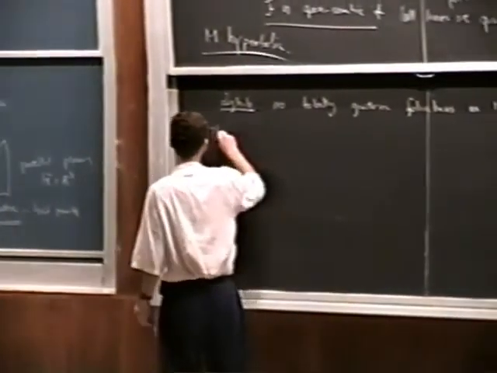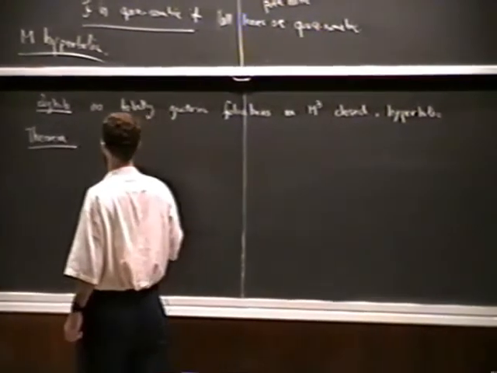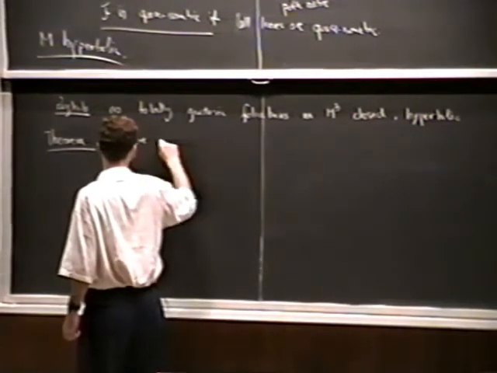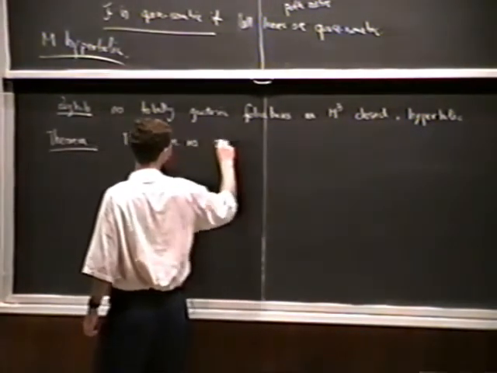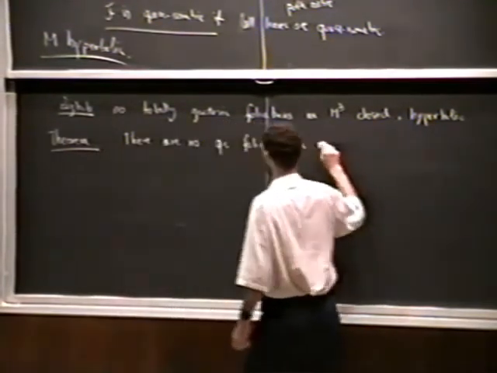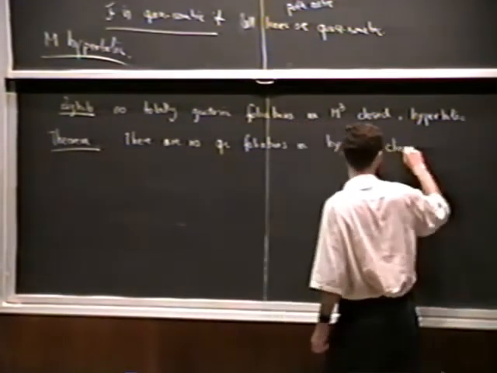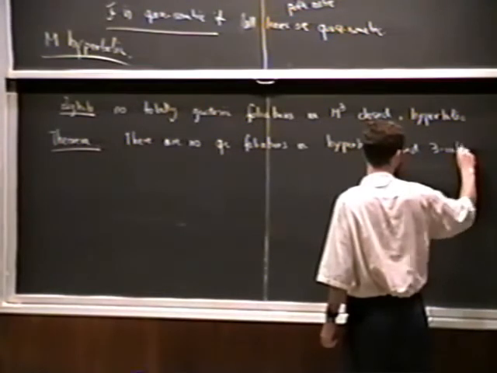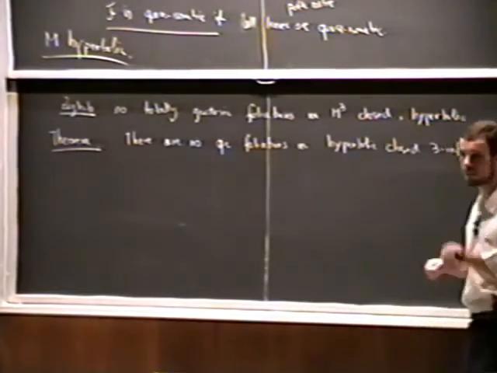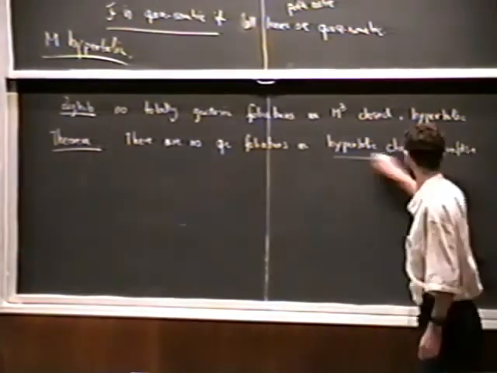Okay, so let me mention here the first result. There are no quasi-isometric foliations in hyperbolic closed three manifolds. So even if you relax the condition to just bounded distortion in the metric, you still can make it work in the case of hyperbolic closed three manifolds.